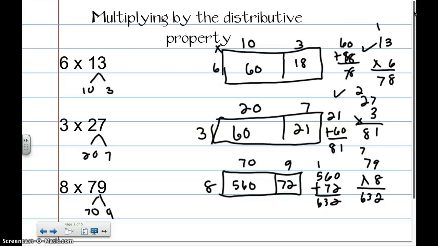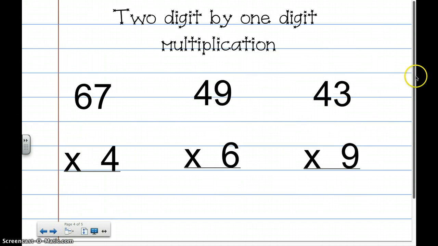What I want you to do is make sure that you watch this a couple of times so that you can understand this and you can do it on your homework. Let's look over here. This is just the 2-digit by 1-digit multiplication. So I know 7 times 4 is 28. I carry this 2 up here, and I do 6 times 4, which is 24, and then I add the 2, which is 26, and that's how I get my answer.